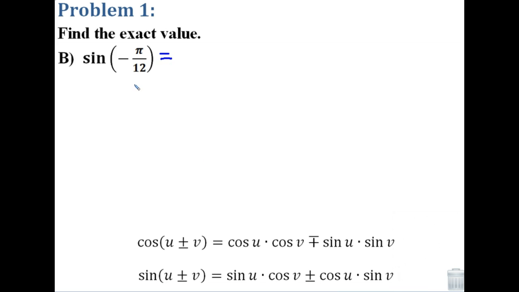Okay, first off, let's figure out what this negative pi over 12 is equal to. If you convert that, that's negative 15 degrees. So we could say we have the sine of negative 15 degrees. And writing that in terms of 45s, 30s, and 60s, there's a few ways to do that. Basically, I'm going to say this is the sine of 30 minus 45. That'll give us a negative 15.